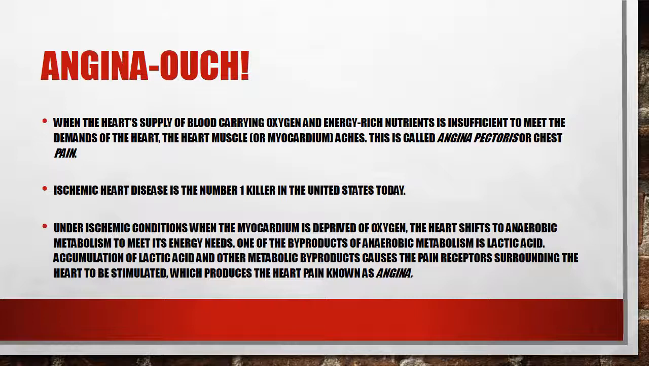Angina. When the heart's supply of blood carrying oxygen is insufficient to meet the demands, we get pain, that whole bradykinin thing, and angina pectoris or chest pain occurs. Ischemic heart disease, or MI, is the number one killer in the U.S. today. When the myocardium is deprived of oxygen, the heart shifts to anaerobic metabolism to meet the energy needs, and one of the byproducts is lactic acid, which builds up, and other metabolic byproducts cause pain receptors surrounding the heart to be stimulated, which produces the pain known as angina.